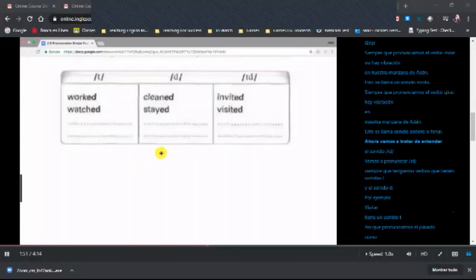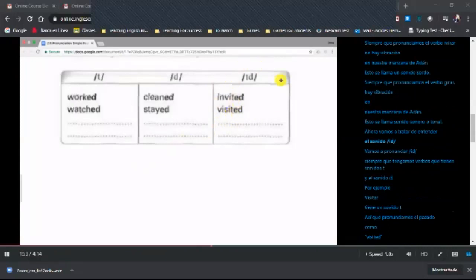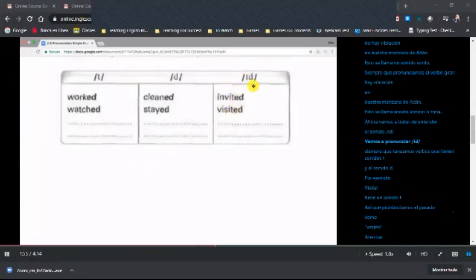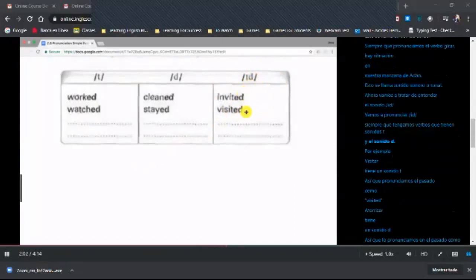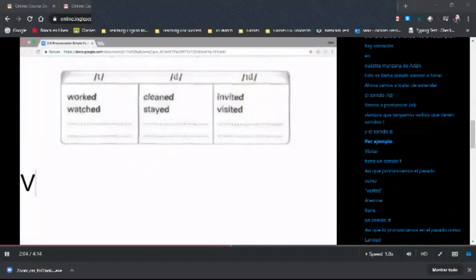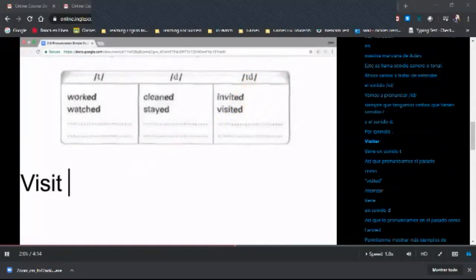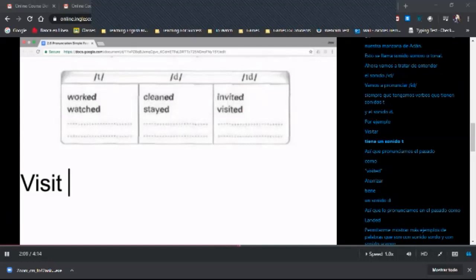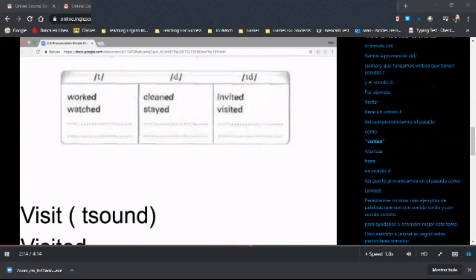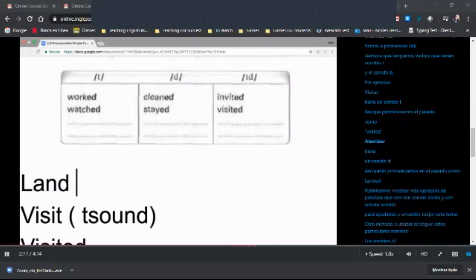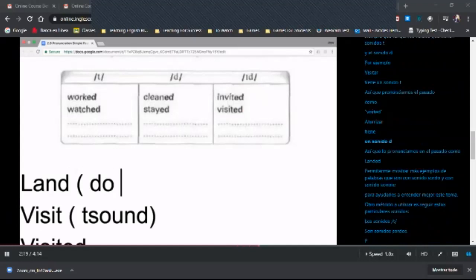Now let's try to understand the it sound. We will pronounce it whenever we have verbs that have a T and a D sound. For example, visit has a T sound. So we pronounce the past as visited. Learn has D sound.